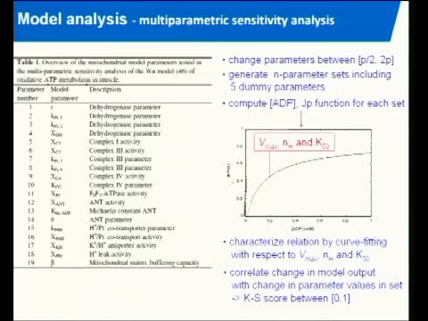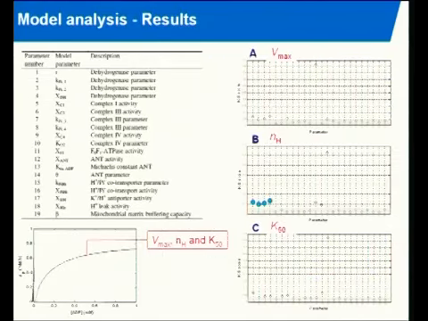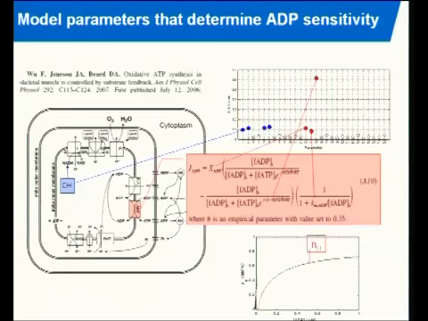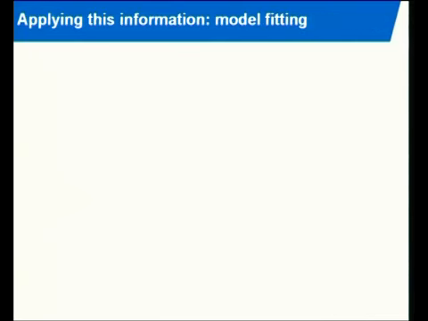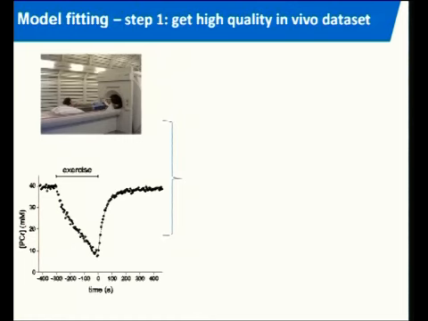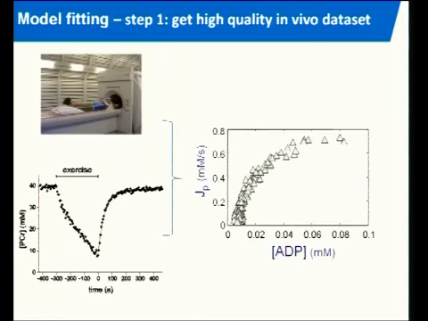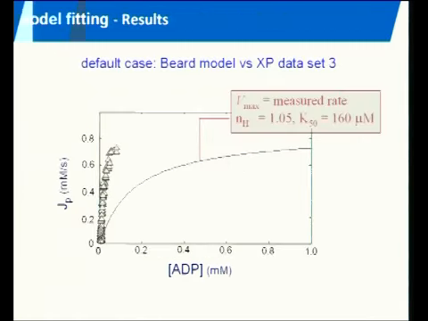And we add dummy parameters, and then we compute this function for each data set. We characterize it, and then we correlate the change for each parameter set to what these values are. And what we found, importantly, is that these parameters are the ones that control the sensitivity. So it's a dehydrogenase parameter in the model and the A and T. So these parameters determine the sensitivity. So the good thing is we have information now that it's not all the parameters that may be adjusted, it's only these. So to move forward with this, we applied model fitting.